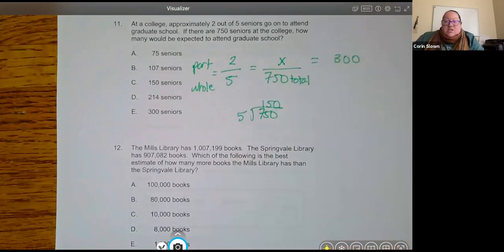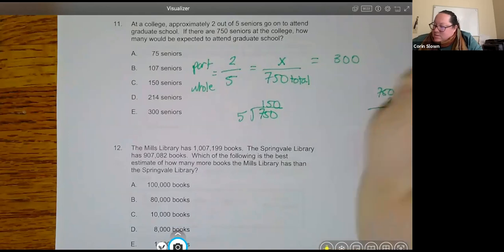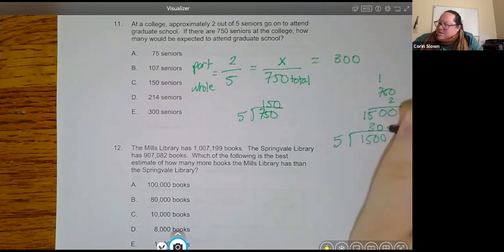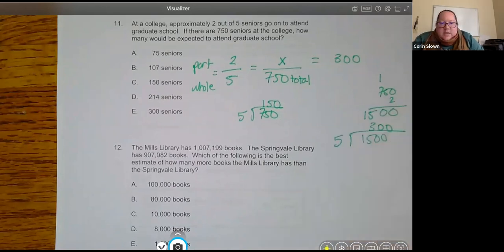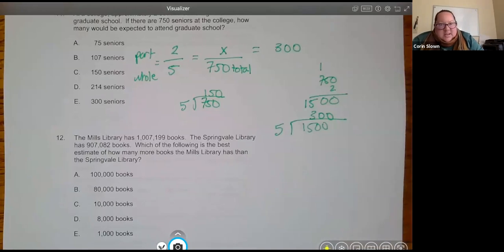So there are 2 ways I can solve this problem. I can multiply, so 750 times 2, 0, carry the 1, and I get 1500, and then I take 1500 and divide it by 5. 5 goes into that 300 times. So that's the other way I can get 300. Both of them are perfectly reasonable and valid ways to solve the problem. Some of it is up to you in terms of which one is more intuitive or makes more sense.